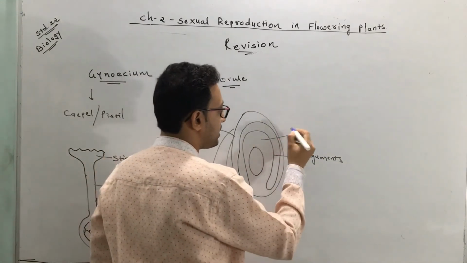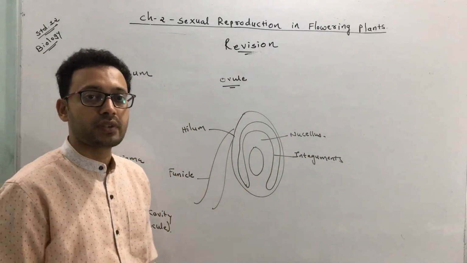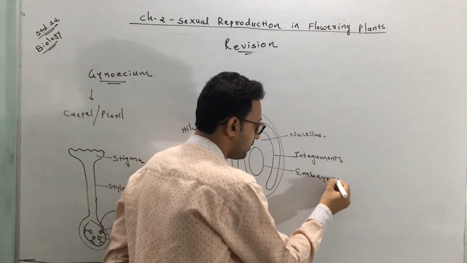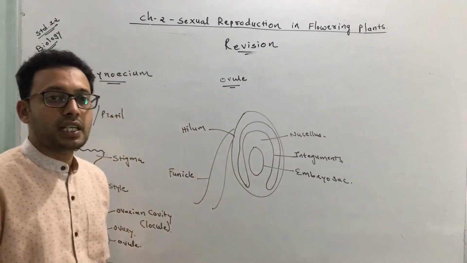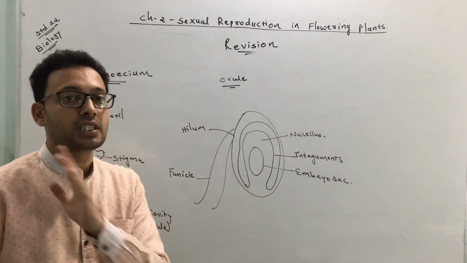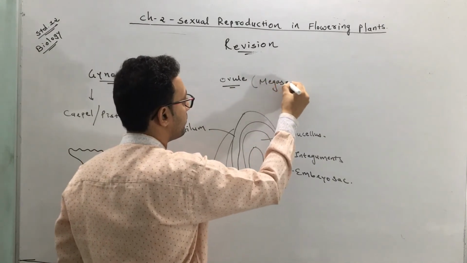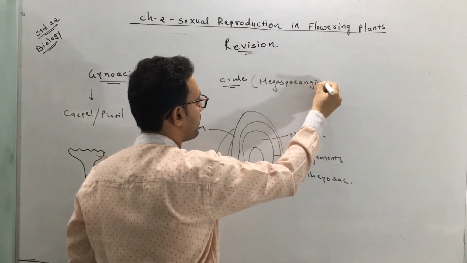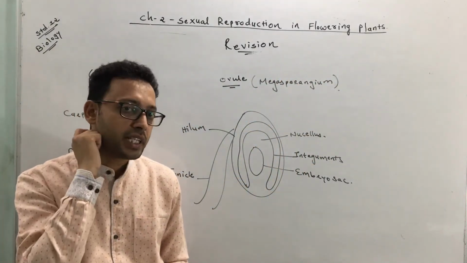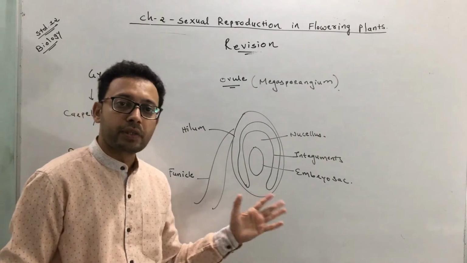Now inside that there is the presence of nucellus, not nucleus, it's nucellus, which is filled with reserve food material, and then there is the presence of the embryo sac. This embryo sac, or female gametophyte, develops from the megaspore mother cell. The ovule can also be called Megasporangium. That is another name. This cell develops into a megaspore, and the embryo sac and female gametophyte get developed. These are the brief parts of an ovule.